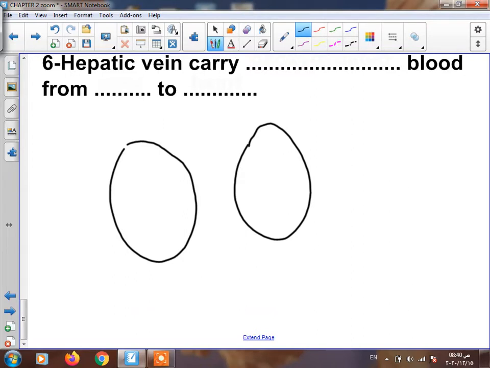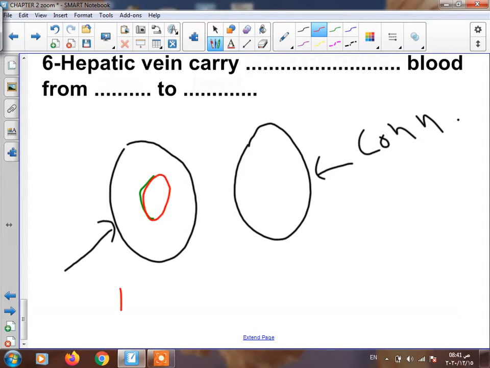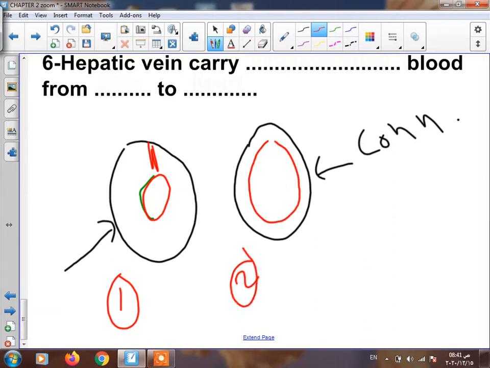Okay, the first one, what is this? This is the connective layer, or connective tissue. And number 2 is muscular. Be patient with me. The thickness of muscles in number 1 covers all this area, but the thickness of muscles in number 2 covers this area only. So which one do you think is the artery? Of course number 1 is the artery, and 2 is the vein. Why? Because the muscular layer in the artery, number 1, is thicker than 2.